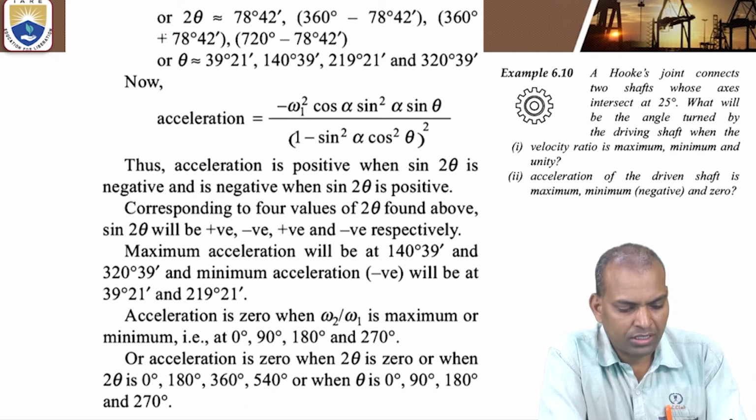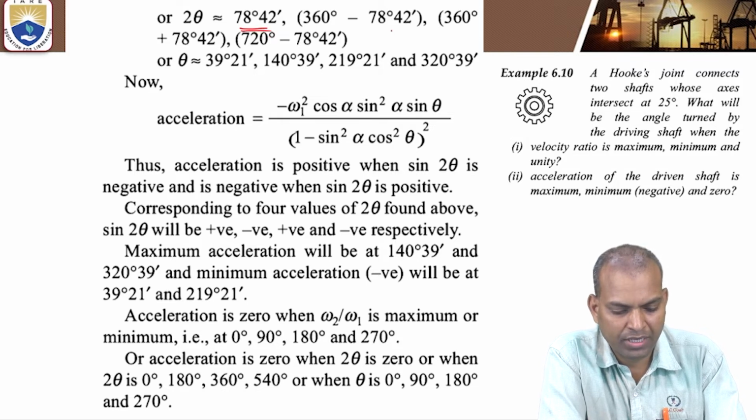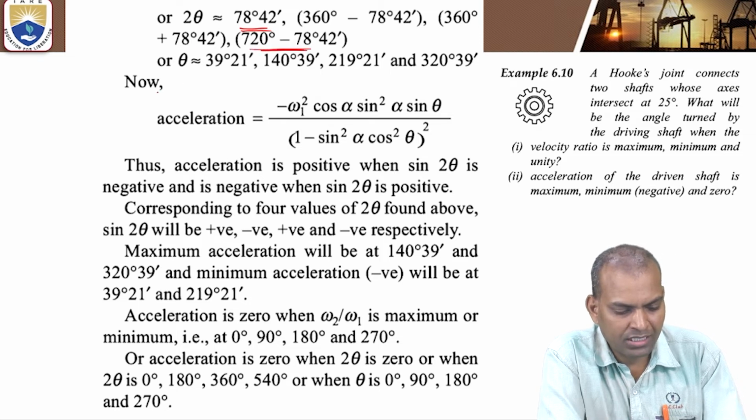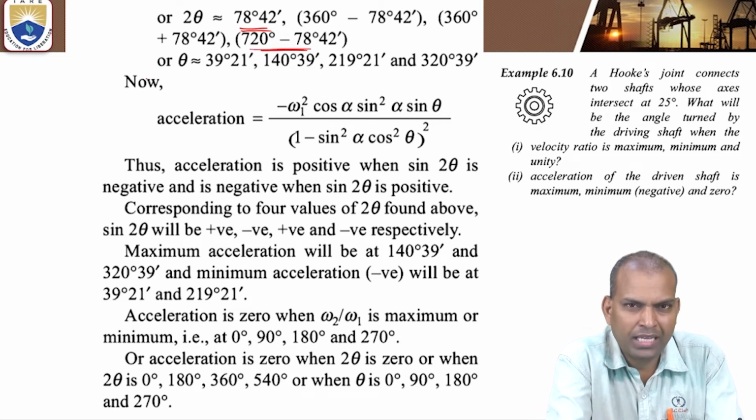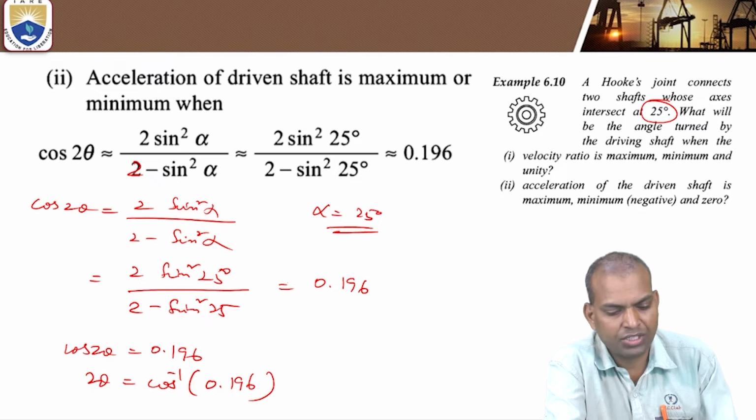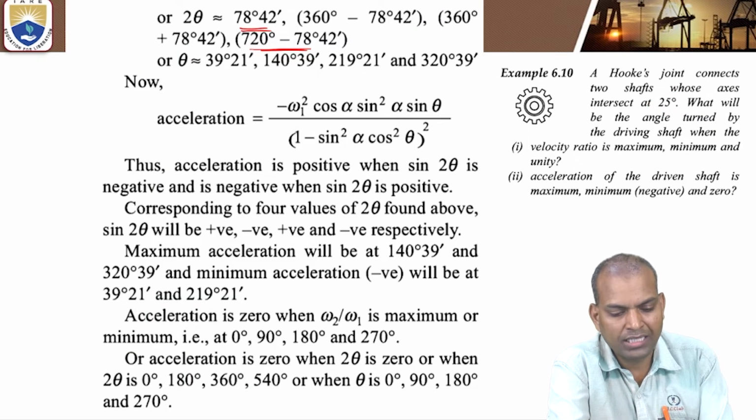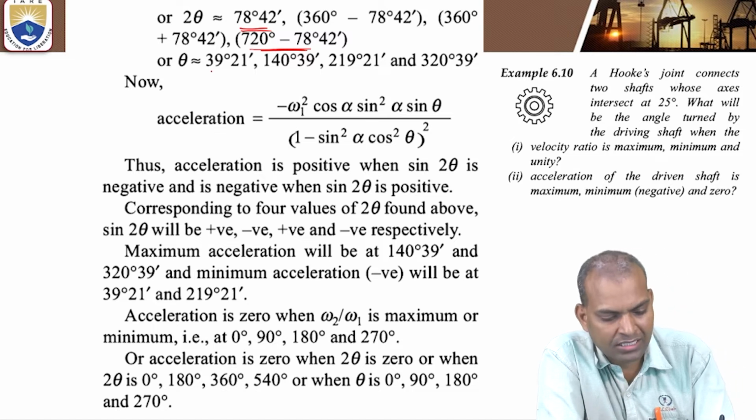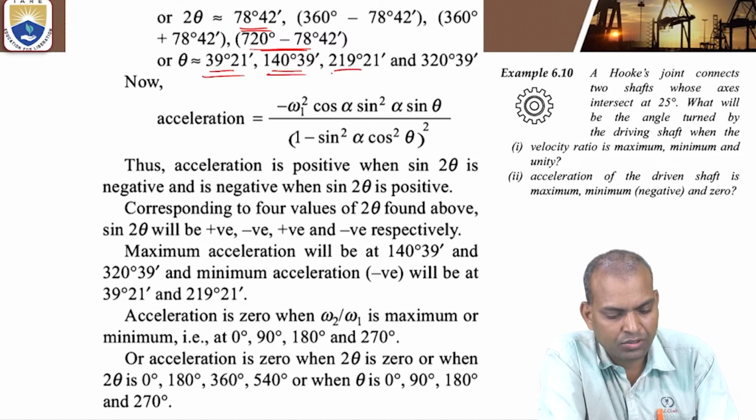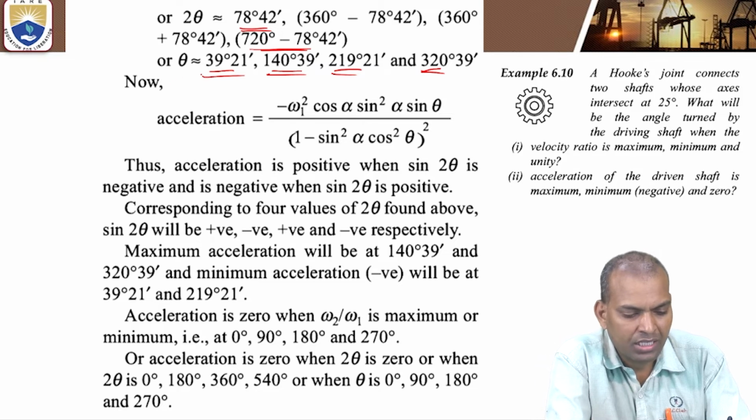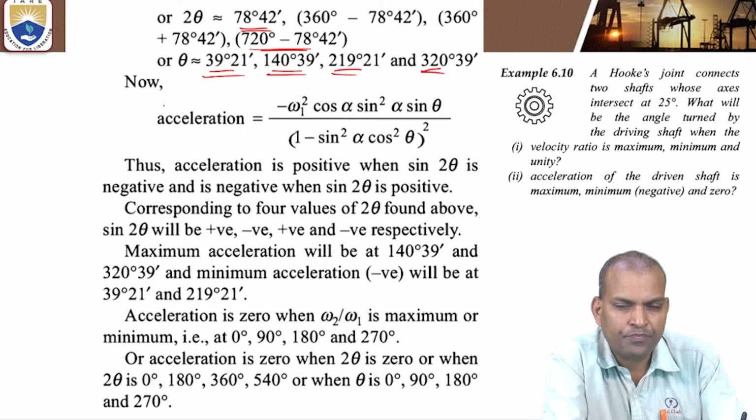Now it is cos 2 theta. 2 theta is 78 degrees and 360 degree minus 78, like the plus 78, 720 minus. These are various angles where the acceleration of the driven shaft is maximum or minimum. These are the available angles. What are the angles? 39 degrees, 140 degrees, 219, 320 degrees. All these round figure angles. At this point, what will happen? We can know either maximum or minimum.